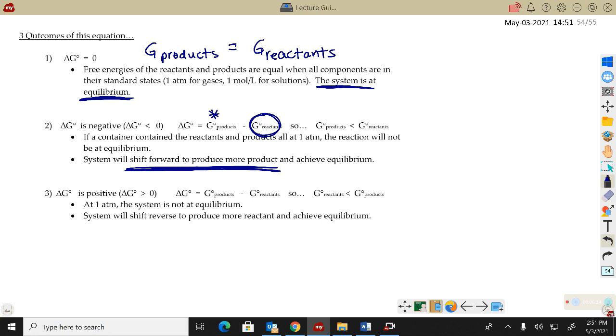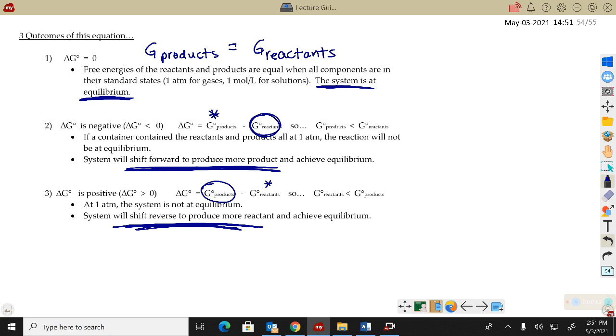If G is positive, we know that the change is not favorable. Well, yeah, it's not going forward. It's not making products. We're favoring the reverse, we're favoring the reactants. Because if this is positive, then it must mean that the energy level of the products is larger than that of the reactants. So if I want to reach equilibrium and I want G to be 0, then I need to increase the energy level of my reactants, which means I'd have to go in reverse.